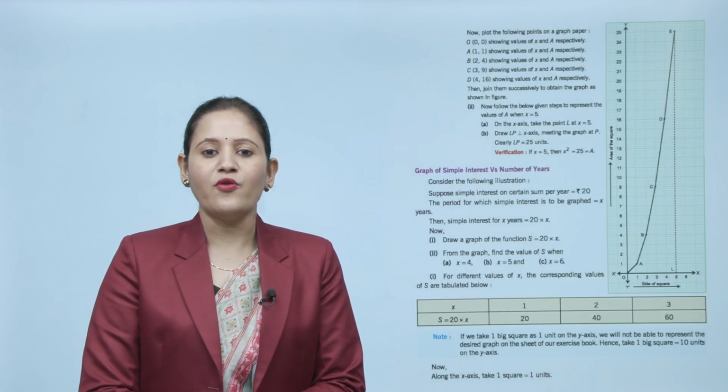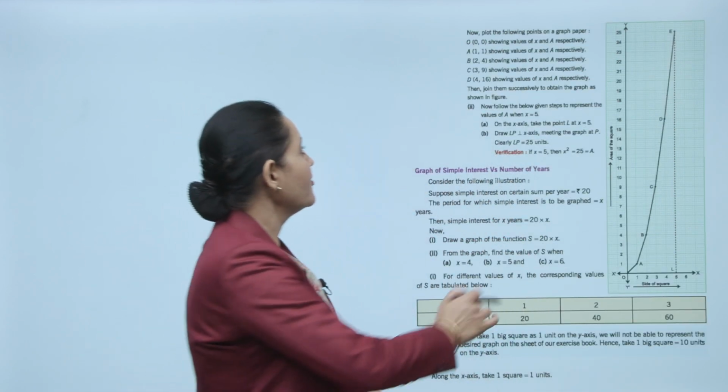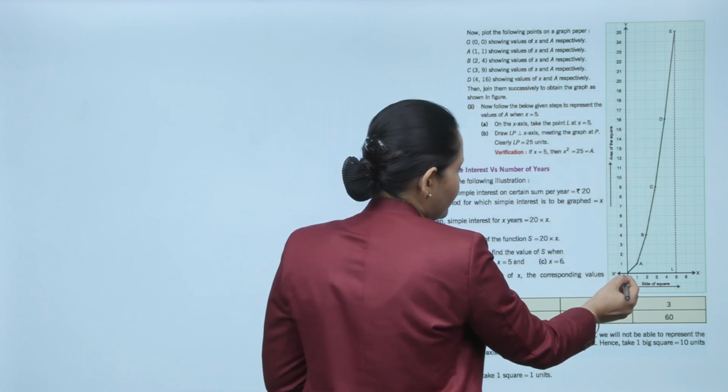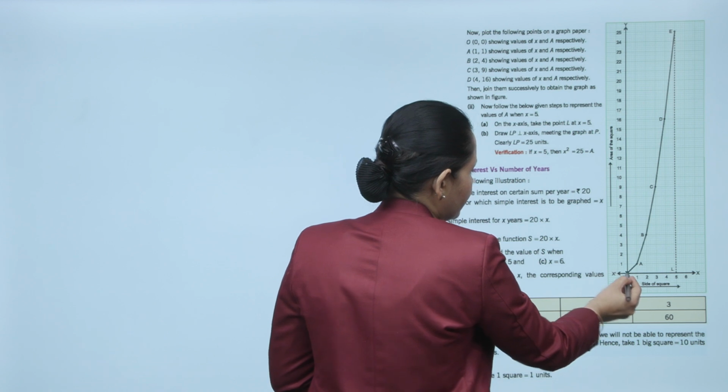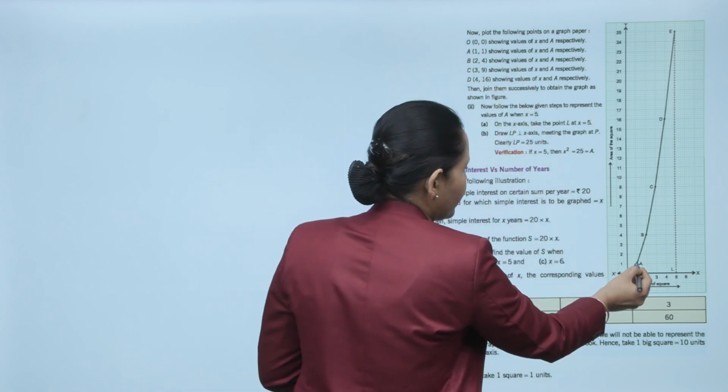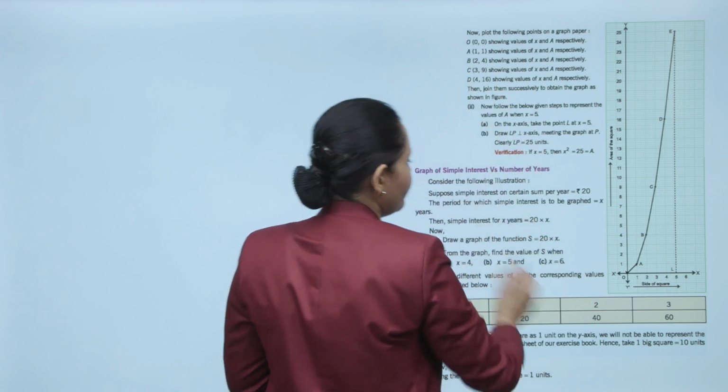Now plot the following points on the graph. First is 0, 0, showing the x and y respectively. So this will be it. Then A is 1, 1. This is point A.